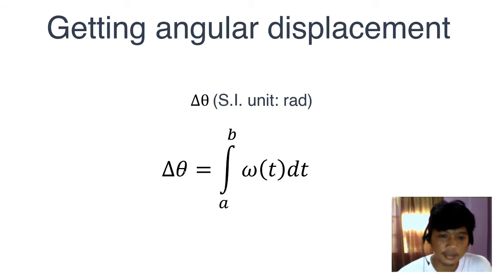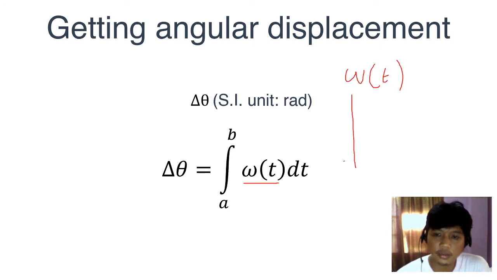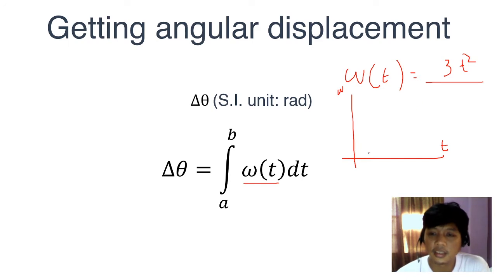This is the integral method. You can get the angular displacement of an object if you have the expression for its omega versus time, the function omega versus time. So maybe you got data, then discovered the formula for omega as a function of time. So maybe, I don't know, 3t squared perhaps, and you plot the curve.